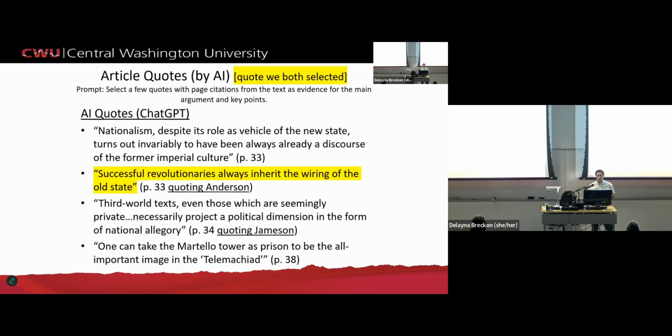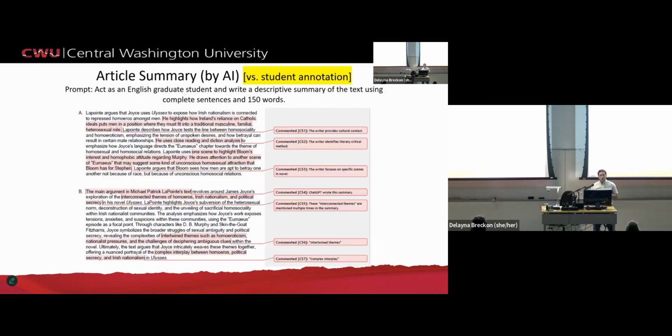And similarly, when we choose quotes from an article that are important, there was just one quote that I chose that the AI chose as well. So I think it's important, as you're having discussions with students, to talk about why you would choose one over the other. And then we do a summary where we look at the AI summary versus the annotation that students use, and they can see the difference, where AI tends to be very repetitive and students pull out things that are important to them.